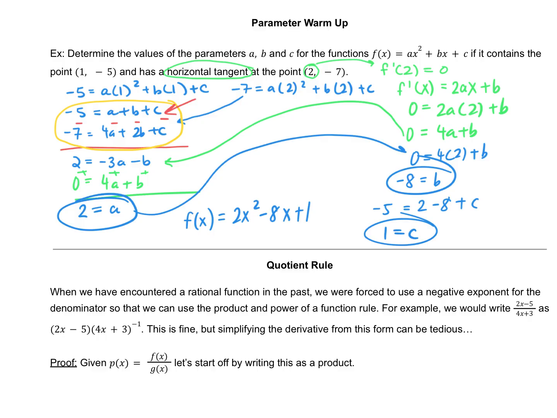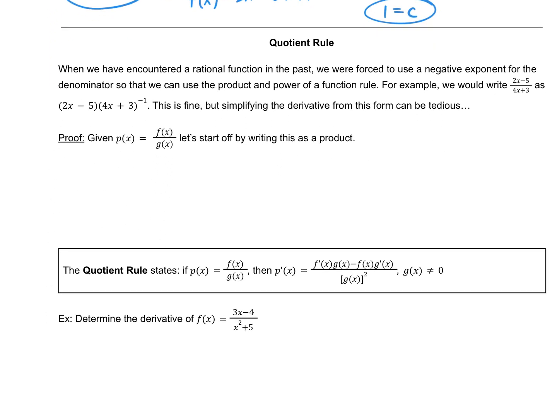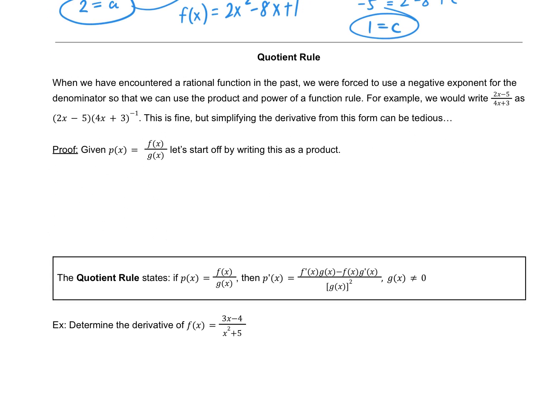All right, let's get into the quotient rule now. So in the past, we have dealt with these types of quotient functions by taking the denominator and giving it a negative 1 exponent. And that's how we're going to start this off. We're going to do a little proof by making it a product and then using our product rule. But then we're going to clean it up and come up with the quotient rule.